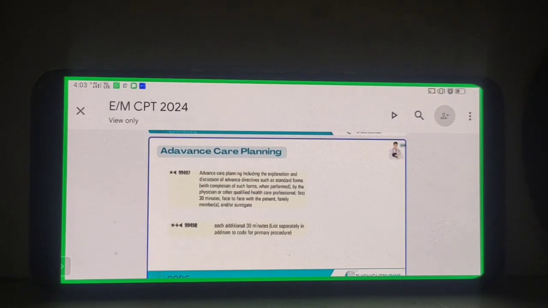For the first 30 minutes, if they are communicating with the patient and family, the code is 497. Each additional 30 minutes is 490. Did you understand?